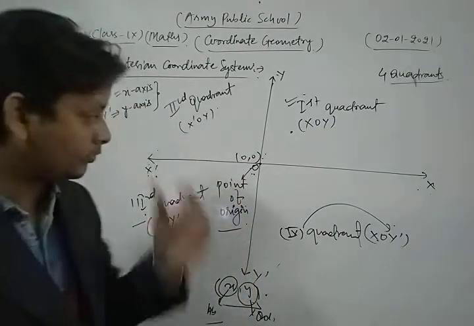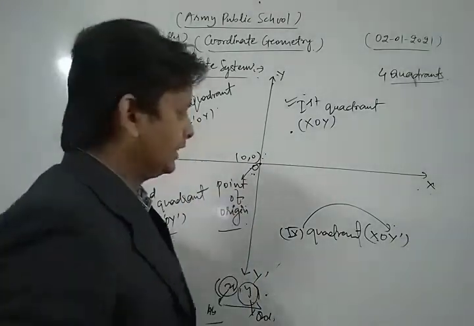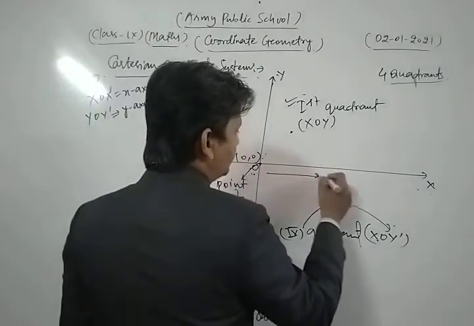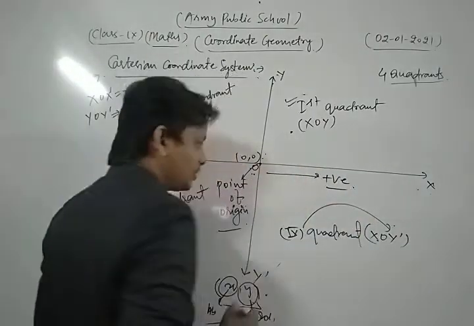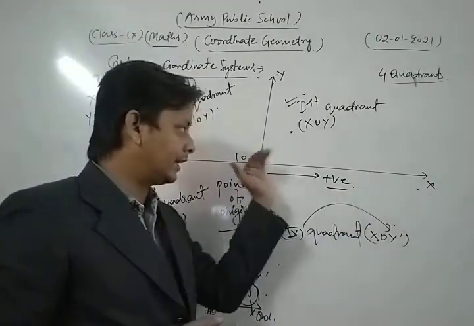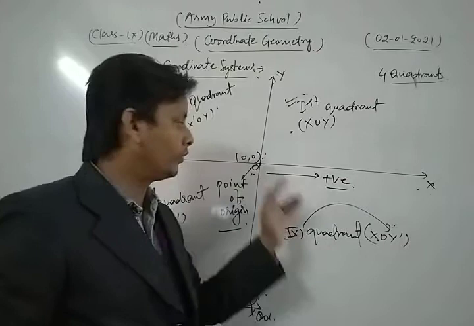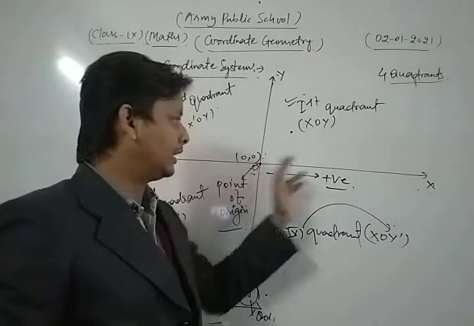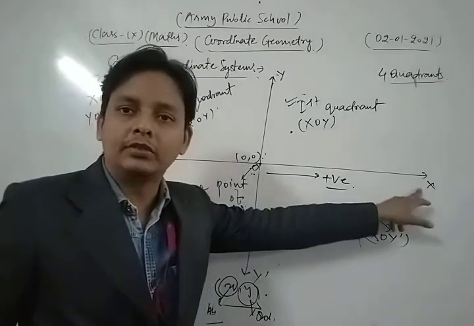Okay, now one of the most important things is what? Here OX is the positive direction of the x-axis, meaning the right side of the origin, and all the points on the right side of the origin, meaning along OX, are taken as always positive.